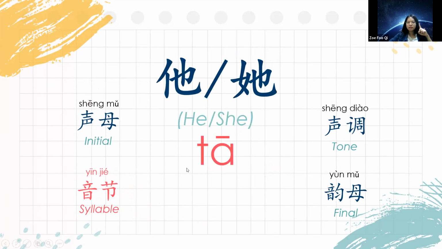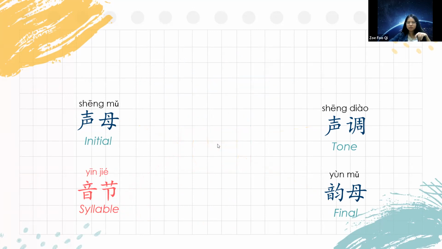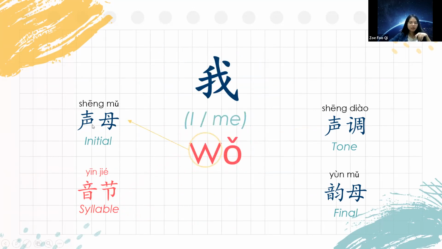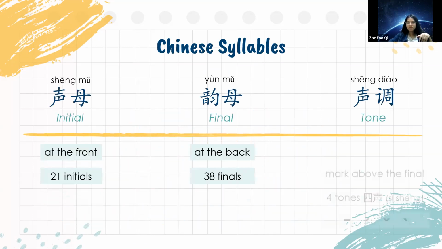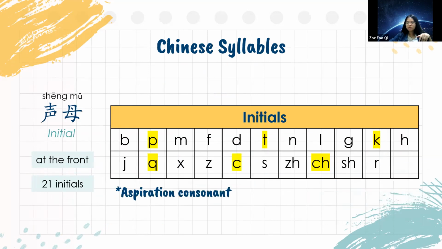For example, the initial will be this one, and then the final will be the vowel, like the vowel in English, and then the tone. So you have this one. With all 3 included together, it will become a syllable, the whole thing. This one is just a revision for the pinyin: the initial, final, and also the tone. So it is the syllable. Let us just go through it very quickly.